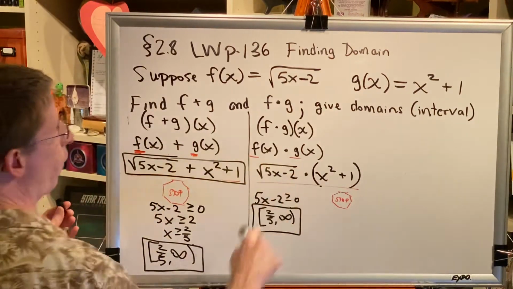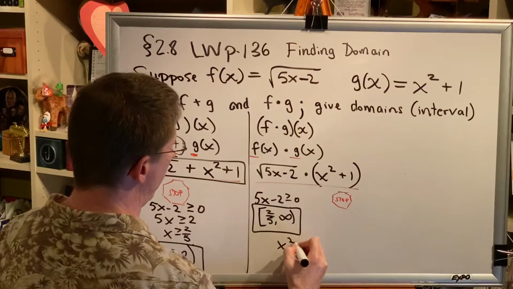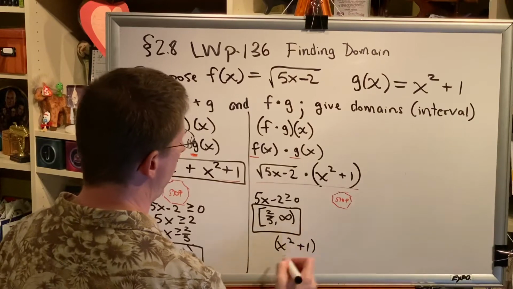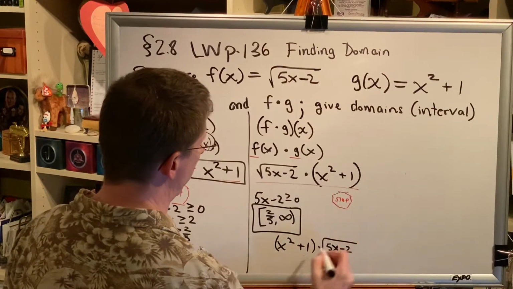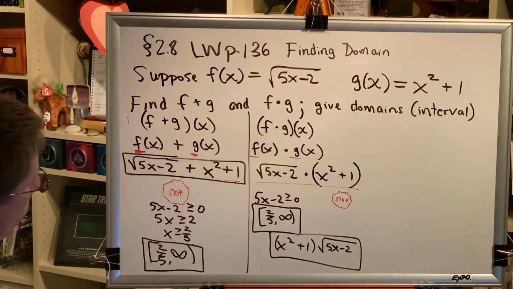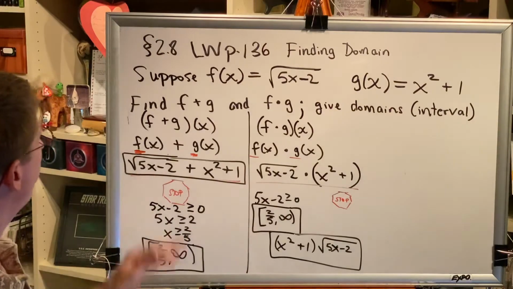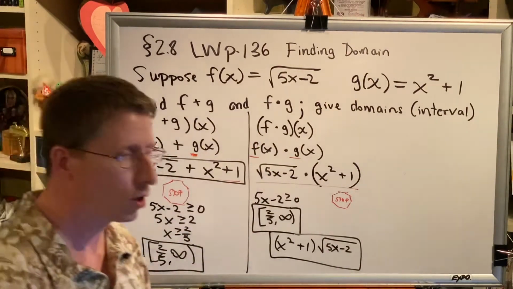Now when it comes to simplifying this, the only thing that I would recommend doing is moving the radical to the end. So then we would have the x squared plus 1 times the square root of 5x minus 2, and that would be our final answer. All right, so there we go. We found f plus g, f dot g, and the domains of both in interval notation.